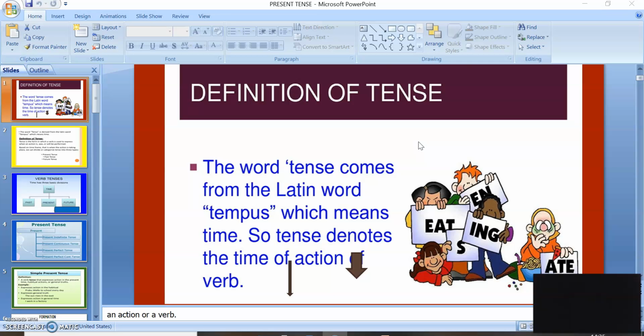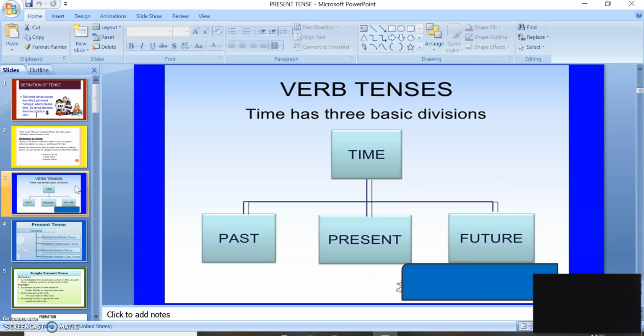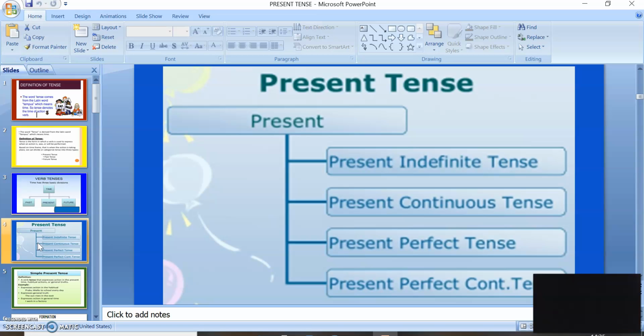Fine. So basically, time has three basic divisions, right? The first one is past, second is present, and the third one is future. Fine. So today I'm going to start with present tense. So I'm going to start with my first slide. Yeah, here goes my first slide.